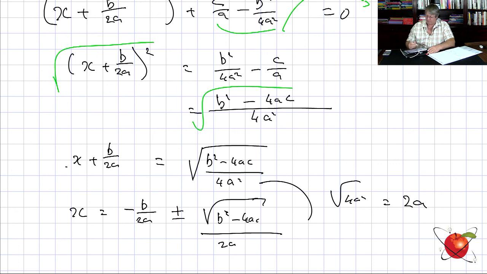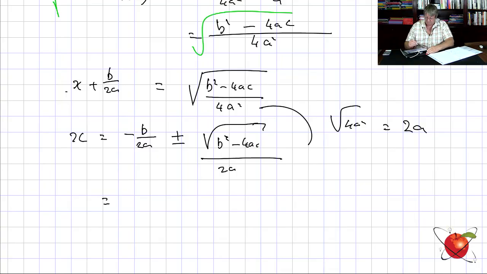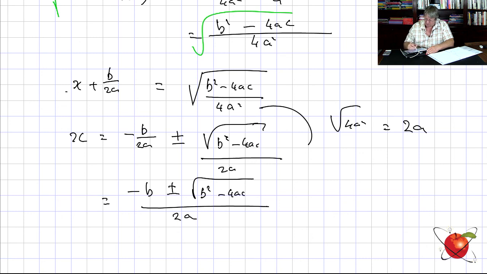because the square root of 4a squared is equal to 2a. So I can simplify that. Hallelujah, check this out. We now can say the roots of a quadratic equation, we've got a formula. x is equal to minus b plus or minus the square root of b squared minus 4ac over 2a. Done. That is the formula.